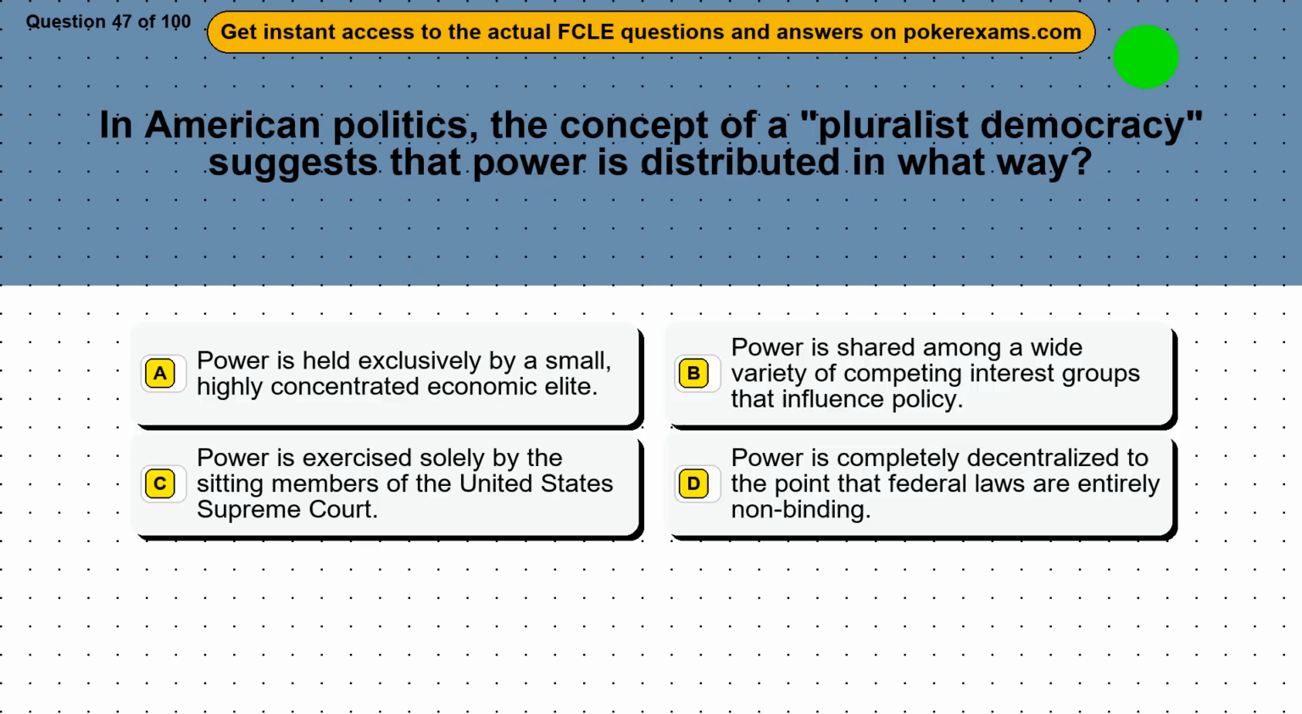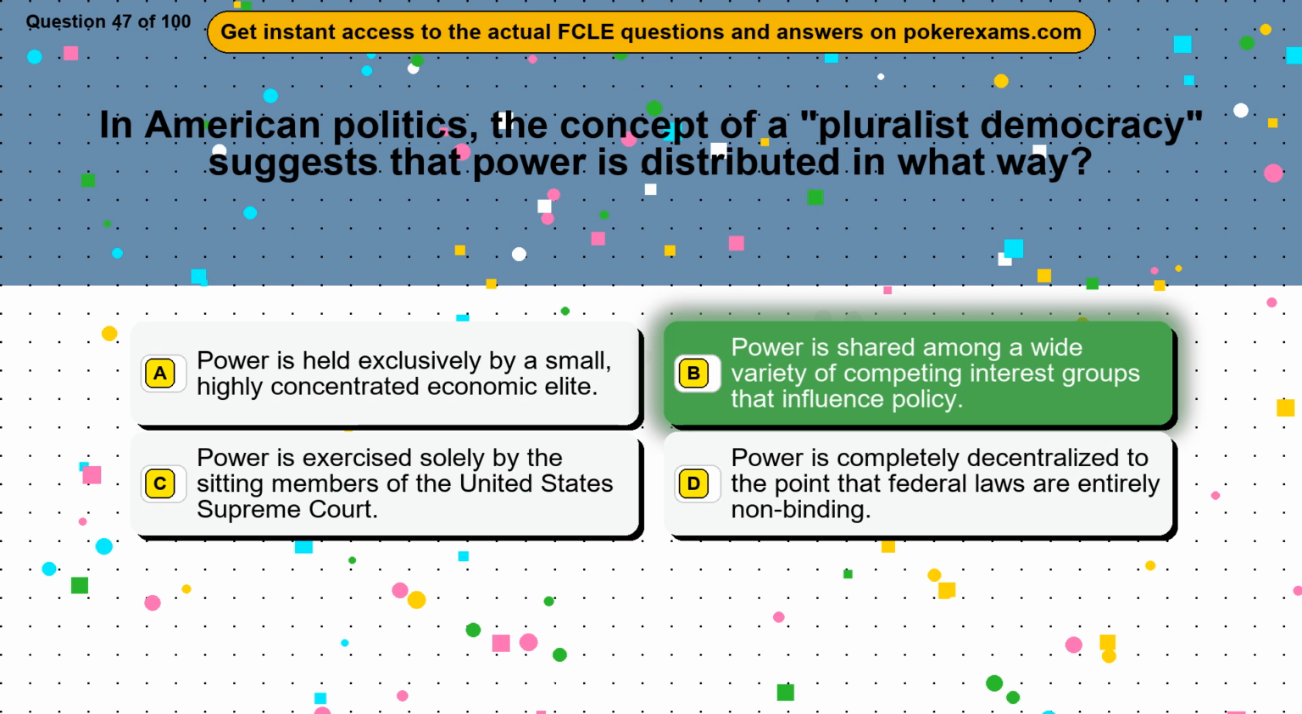Question 47. In American politics, the concept of a pluralist democracy suggests that power is distributed in what way? Option A, power is held exclusively by a small, highly concentrated economic elite. Option B, power is shared among a wide variety of competing interest groups that influence policy. Option C, power is exercised solely by the sitting members of the United States Supreme Court. Option D, power is completely decentralized to the point that federal laws are entirely non-binding.